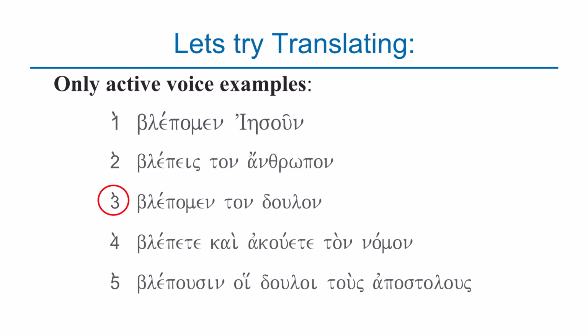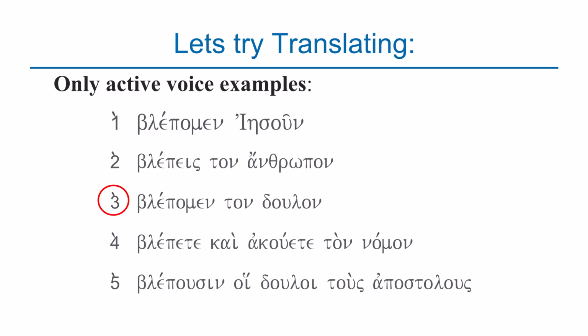Third sentence, you have blepomen ton doulon. Blepomen has that omen ending. As we said on the first sentence, the omen ending is coming from the first person plural on the active voice. So blepomen means we are seeing. Remember, blepo means to see. Ton is the definite article. So blepomen ton, we are seeing the.